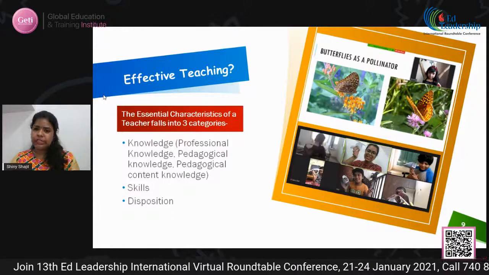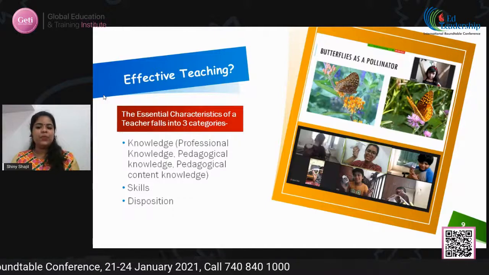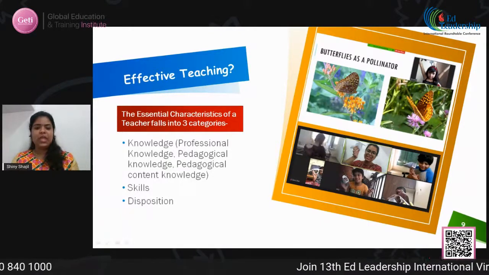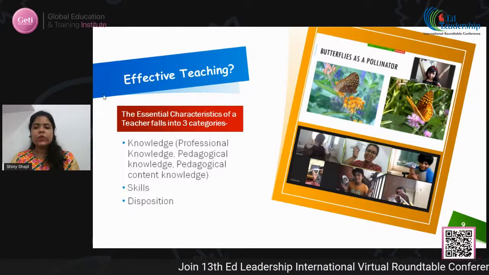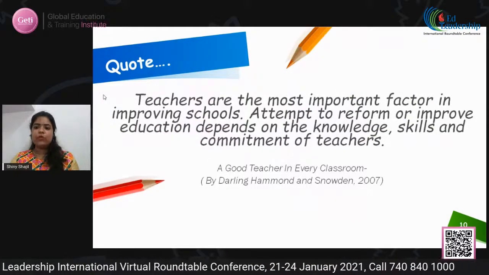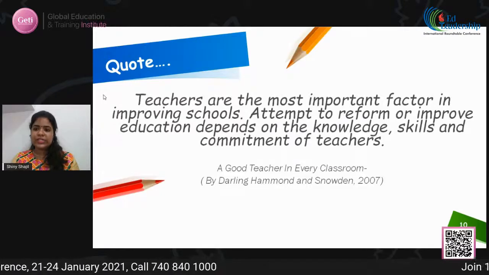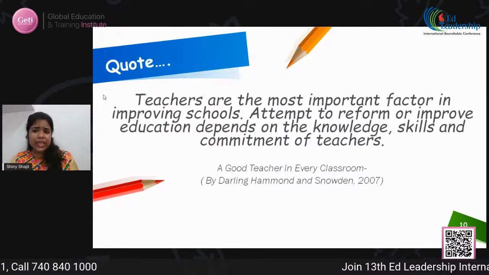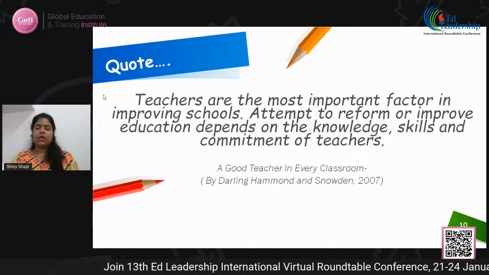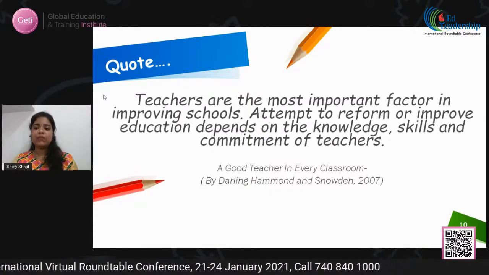So ultimately, who is a teacher? I would like to quote from the book, A Good Teacher in Every Classroom. In this book, they talk about who is a teacher or what is the value of a teacher. Ms. Shivani, next slide. So in that book, they quote, teachers are the most important factors in improving schools. Attempts to reform or improve education depend on the knowledge, skills, and commitment of teachers. So with this, we can understand that teachers are the sole light of education. Without a teacher, education doesn't have meaning. So that is the role of a teacher.